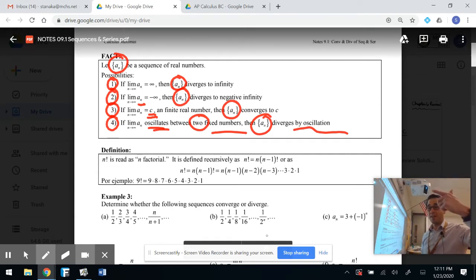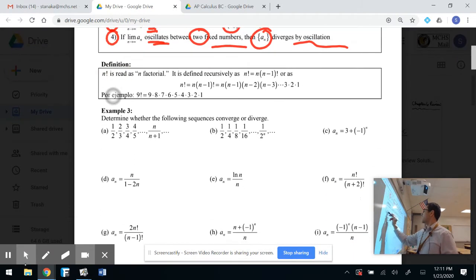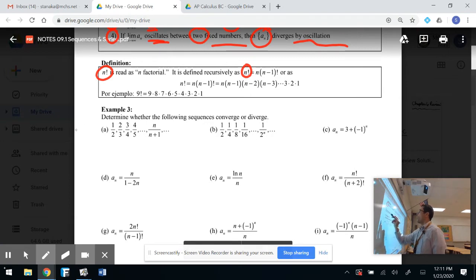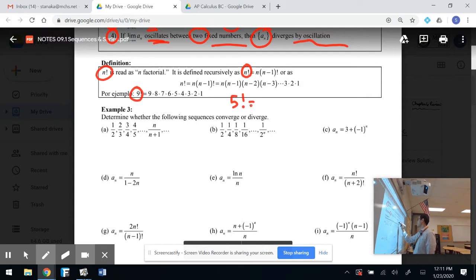Now, one thing that I found very interesting as I teach BC every year is how many students have not been introduced to this factorial bad boy, right? It's in our calculator. We need to be familiar with that guy. What is n factorial? Here's a good example. Por ejemplo, 9 factorial is just 9 times 8 times 7 times 6 times 5 times 4 times 3... so obviously a very, very big number. 5 factorial, right? What's 5 factorial? 5 factorial would be 5 times 4 times 3 times 2 times 1.